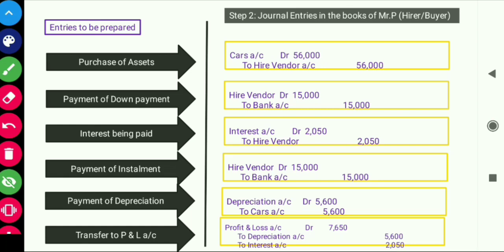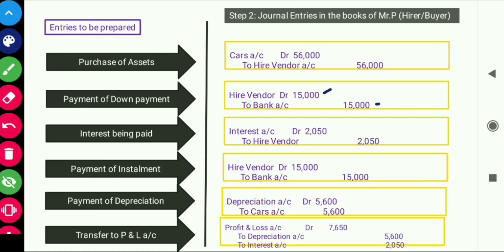So apply the rule here. Debit the receiver who receives the money, the hire vendor. So his account is debited. And what goes out? Cash is going out from the firm, so we mention it as bank. So, to bank account. Then come to the third journal entry or transaction.